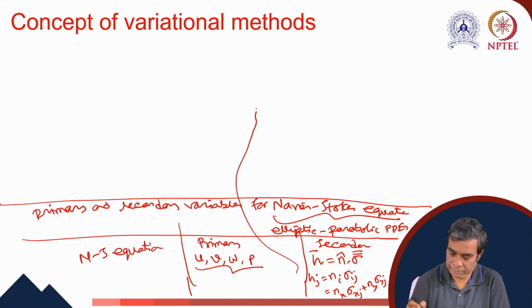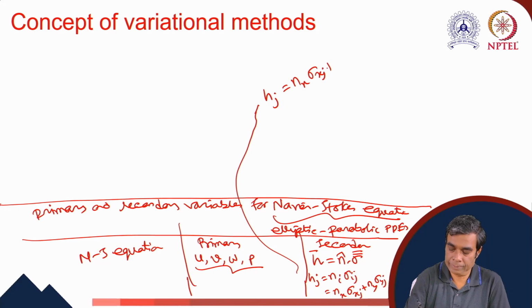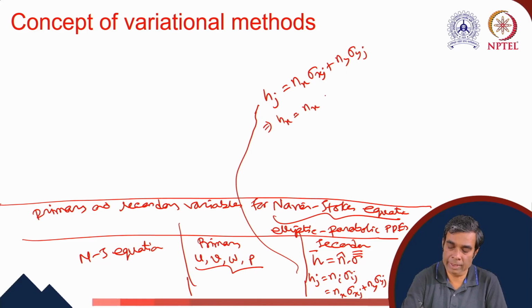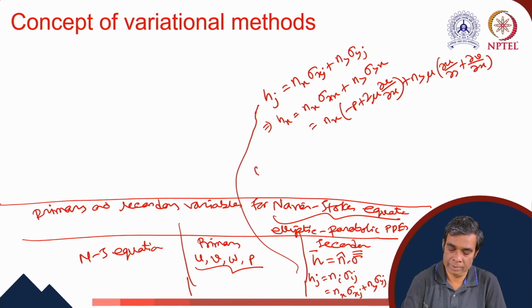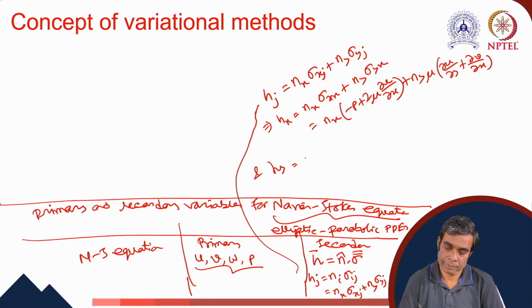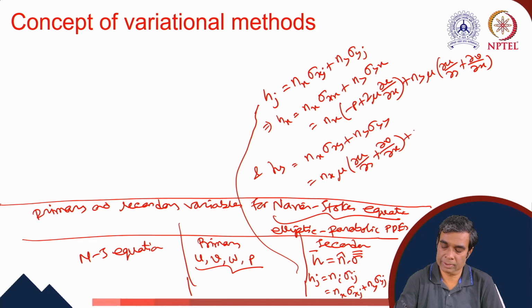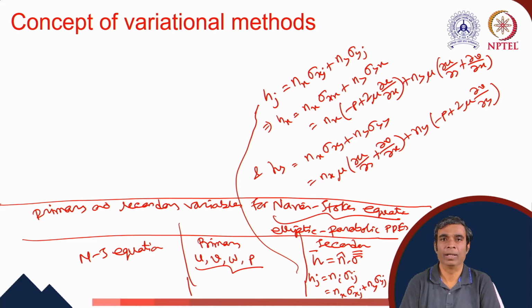If we expand it, we can write Hj equals Nx sigma xj plus Ny sigma yj. This gives us Hx equals Nx sigma xx plus Ny sigma yx equals Nx into minus P plus 2 mu del u del x, plus Ny into mu into del u del y plus del v del x. And Hy equals Nx sigma xy plus Ny sigma yy equals Nx into mu into del u del y plus del v del x, plus Ny into minus P plus 2 mu del v del y. So in 2 dimensions, these are the expressions for the surface traction forces.